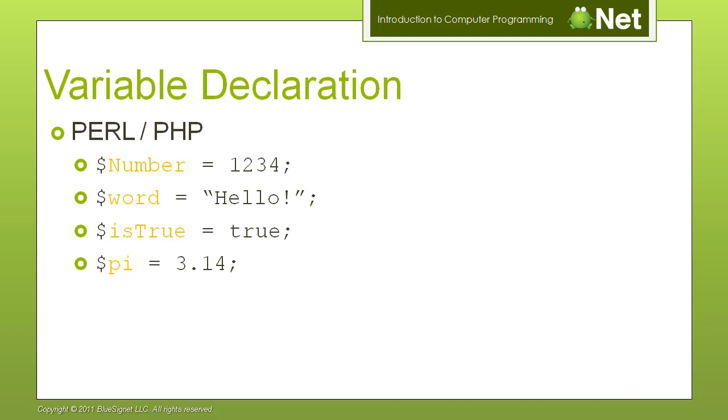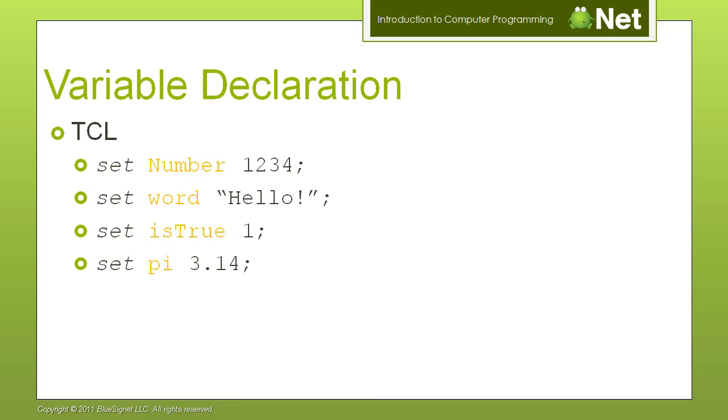It's awesome. Now let's take a look at something a little different. TCL, which is a little bit more, but not nearly as annoying as VB. But it's similar in the sense that you don't declare the type of variable. You just set a number as this. You set the word as that. You set is true to 1 for true, or 0 for false. You set pi as 3.14. It will naturally see that you used a decimal point in pi, and it will determine from what you gave it what kind of variable to store it in at that point in time.